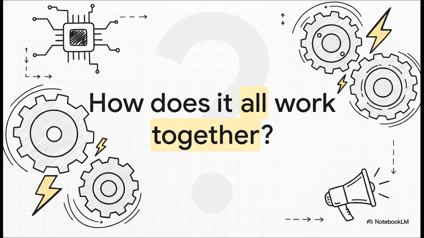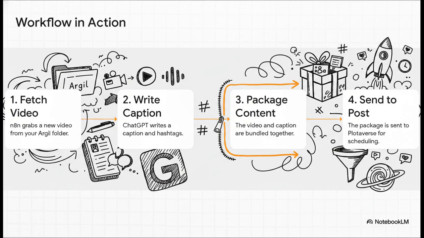Okay, so you've plugged in those keys, you've connected everything. What exactly happens when you hit execute on that workflow? What does this automation engine actually do? It's a beautiful little 4-step sequence. First, N8N automatically goes and grabs a new video from your Argyle folder. Then, it zips the script over to ChatGPT and says, hey, write me a great social media caption and some hashtags. Next, it bundles that new caption and the video together into a neat little package. And finally, it sends that whole package over to Plotaverse, all ready to be scheduled.